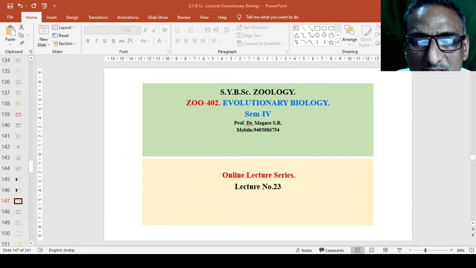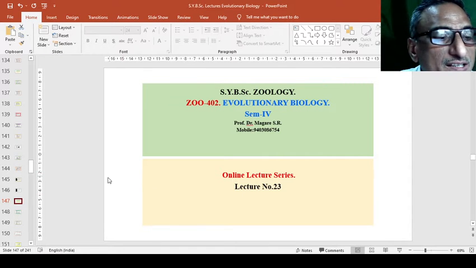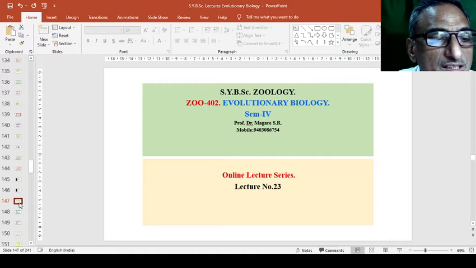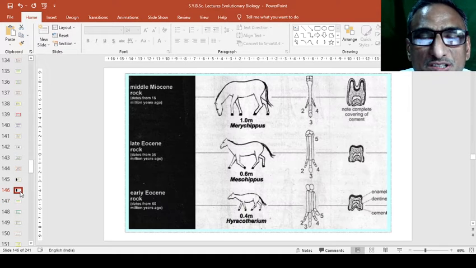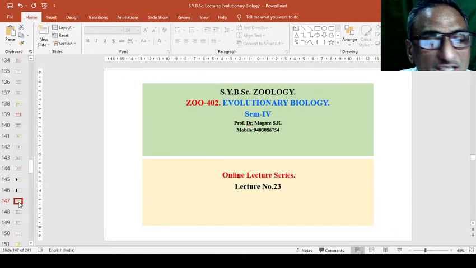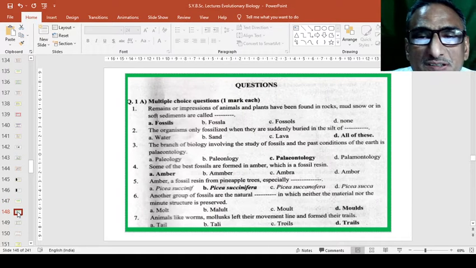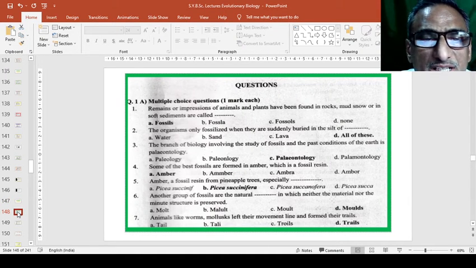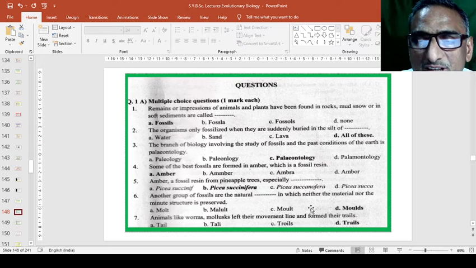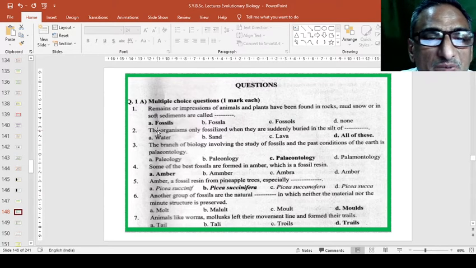Dear students, we will continue our previous lectures. Last time we have seen how the horses were developed. Now here the chapter is going to end. The multiple choice questions will be there in the examinations, and they were given at the end of the chapter. And these highlighted answers were always given for your betterment.